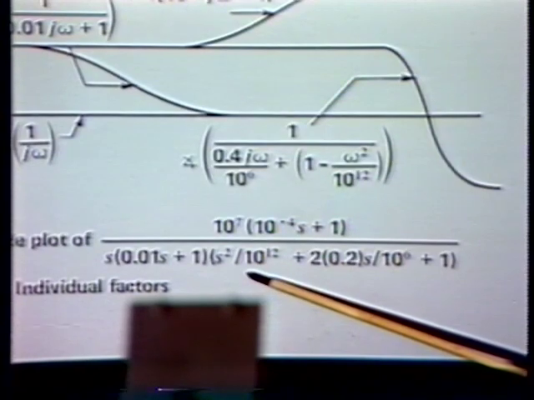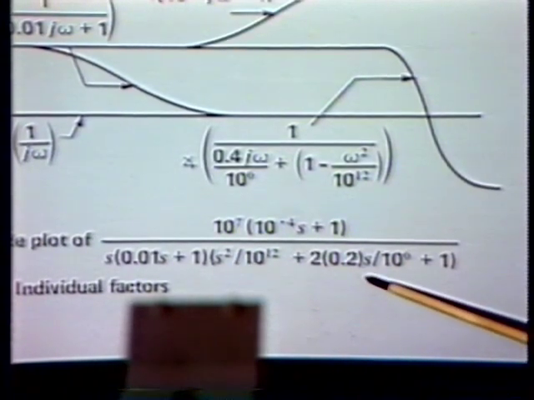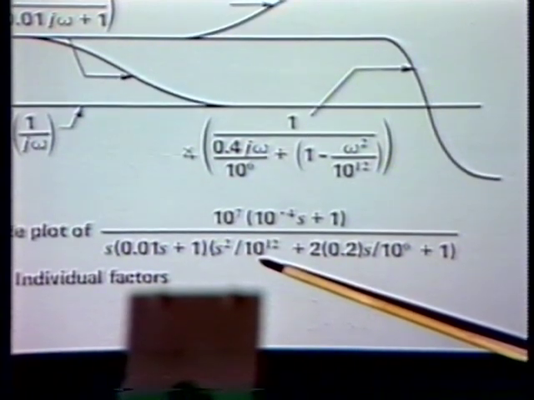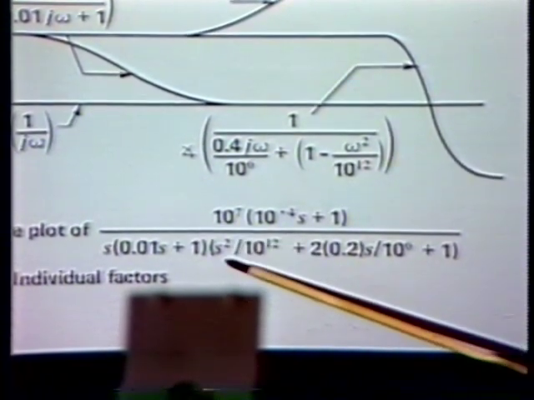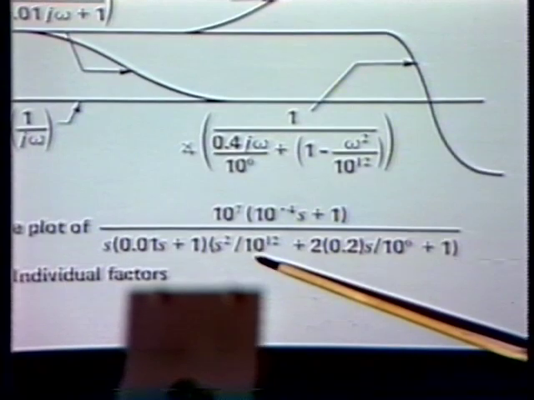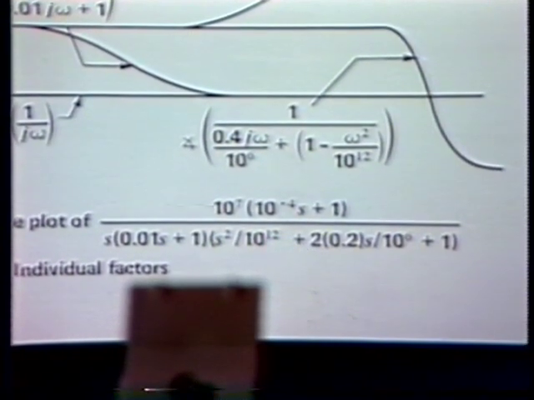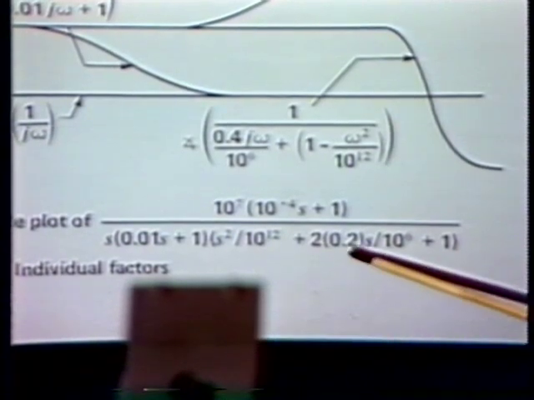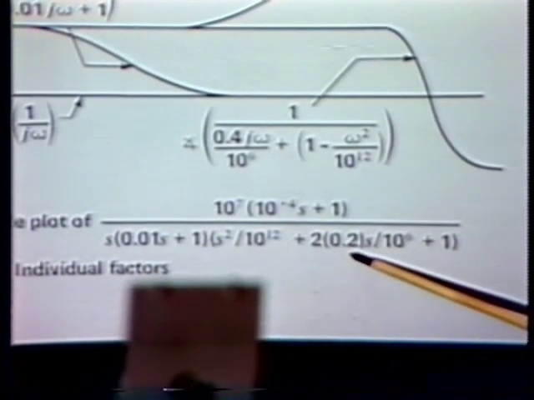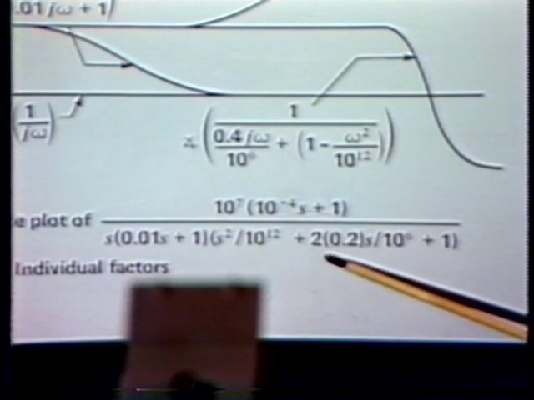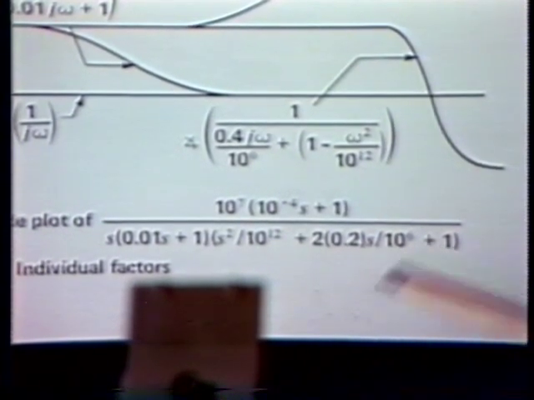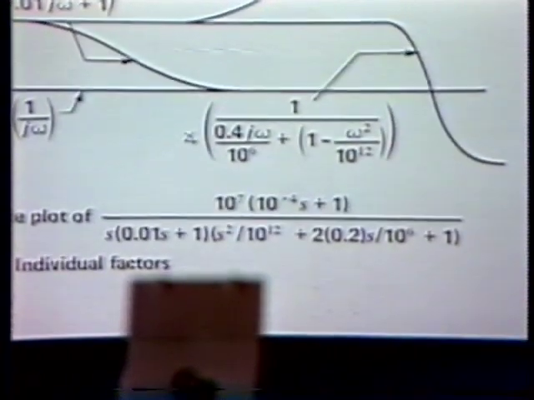And then there's a second order term, a second order pole, with a natural frequency of 10 to the 6th. Remember, the coefficient of the s squared term is 1 over omega n squared. So 1 over omega n squared is 10 to the 12th. Consequently, omega n is 10 to the 6th. This particular second order term has a damping ratio of 0.2. We have 2 times the damping ratio times s divided by omega n plus 1. So we have a fairly complicated transfer function.